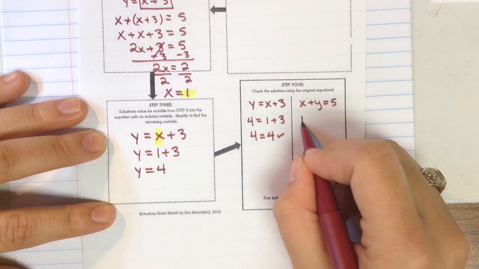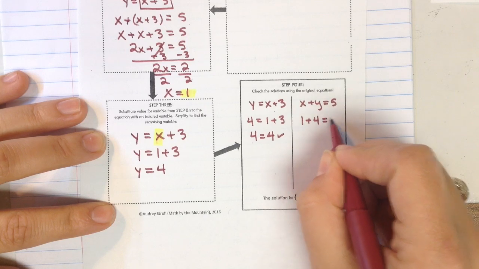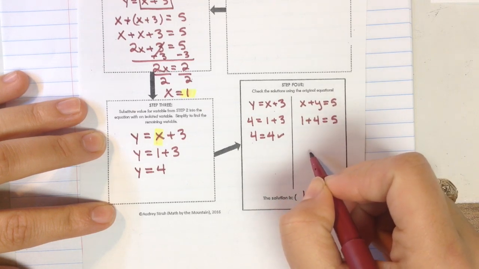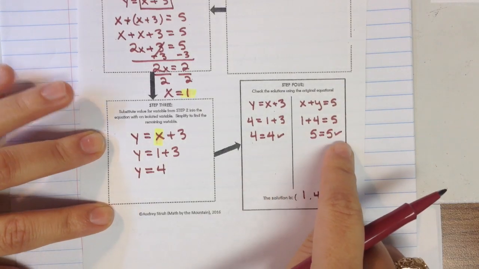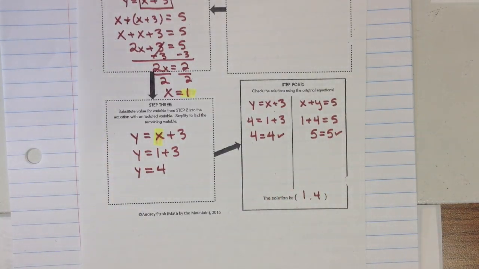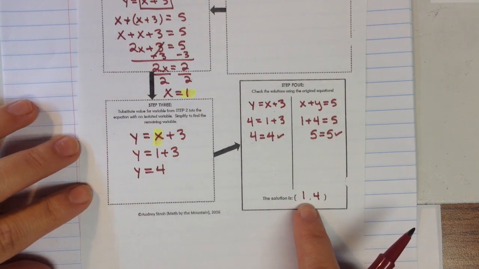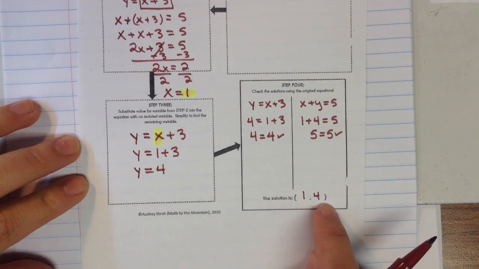Then I plug the other one in. This is going to be 1 plus 4 equal to 5. Is that a true mathematical statement? Yes, it is. If I have 2 check marks when I've plugged in my answer choices, I have the correct answer, so we know that the solution from solving by substitution is (1, 4).